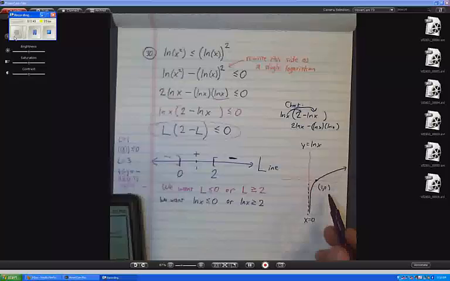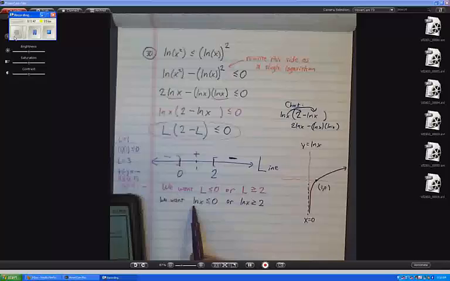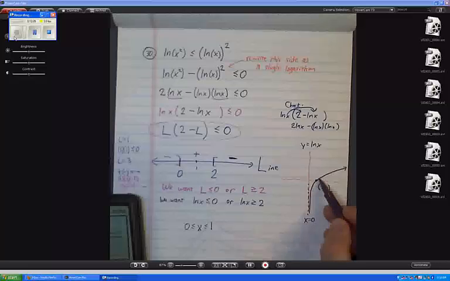And so, if I asked you, where will we have an output less than or equal to 0? You'd say, well, that happens when x is between what and what? Between 0 and 1. Because as soon as I get past 1, what happens to the natural log? It's positive. Is this okay?